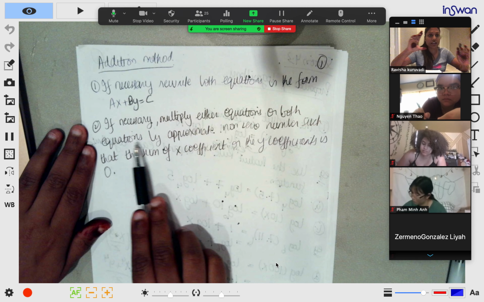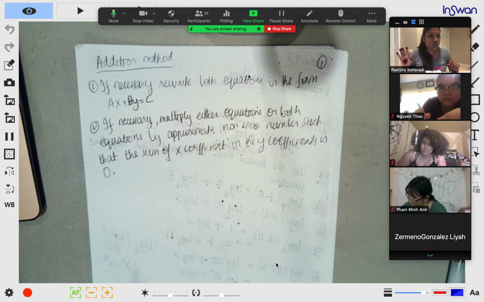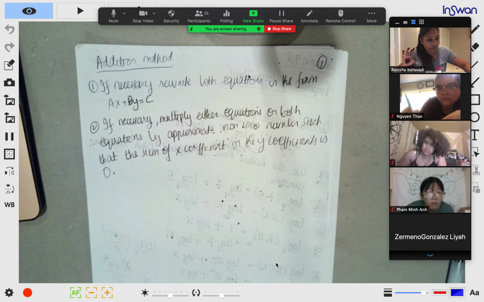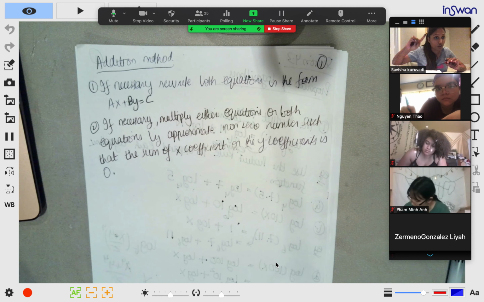So you can multiply either of the equations by any number you want, but it should be non-zero. You cannot multiply by 0. You can multiply by 1/2, you can multiply by 2, 10, 1000, 100. You can multiply any number you want, but you cannot multiply with a 0. Also it says you have to multiply in such a way that either the sum of x is 0 or the sum of y is 0.